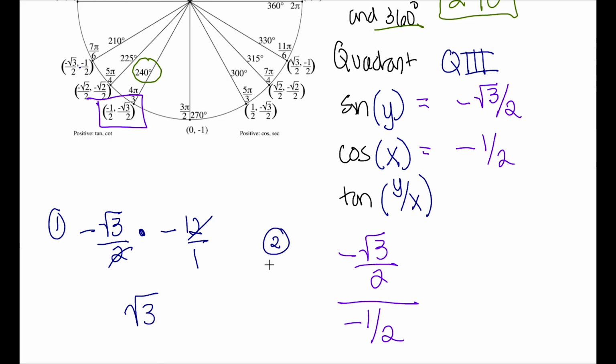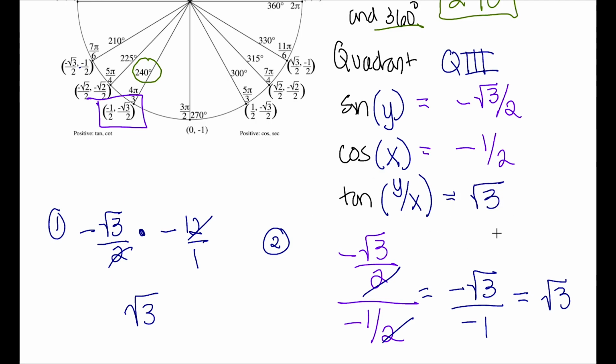The other way you can do it, if they have the same denominator and you're dividing fractions, you can cancel them out. You get negative root 3 over negative 1. The two negatives cancel, and we get radical 3. So as you can see, either one of these methods work to get the same answer.